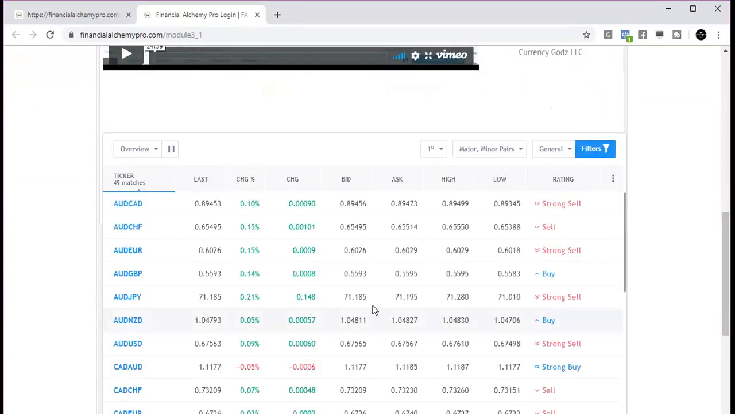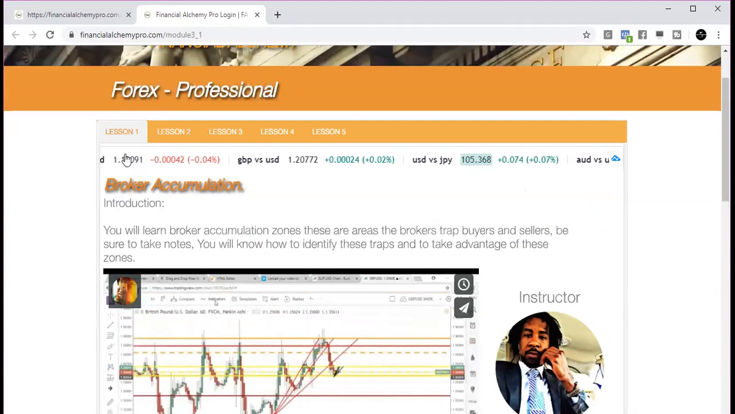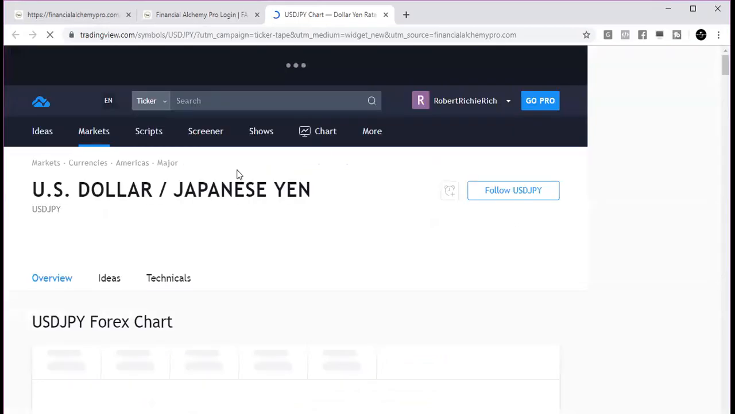Right below every module, you have the tickers of each individual currency. It's giving you different ratings on strong buys, sells, and things like that. Always do your own analysis, of course. You've got the live tickers at the top here as well. Let's say you wanted to go directly to one of those charts outside of the website. The only thing you have to do is click on it, and it's going to take you directly to that specific chart you wanted to look at.